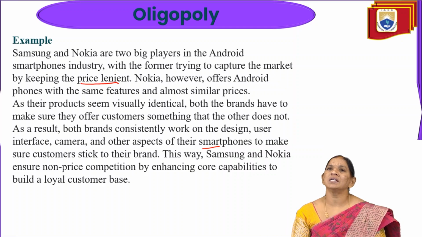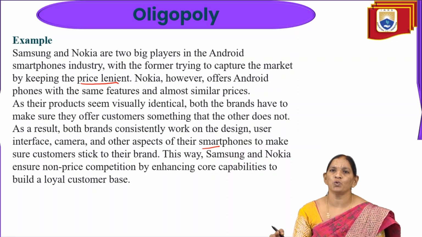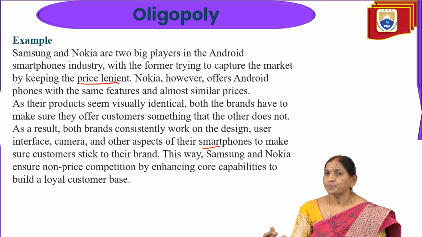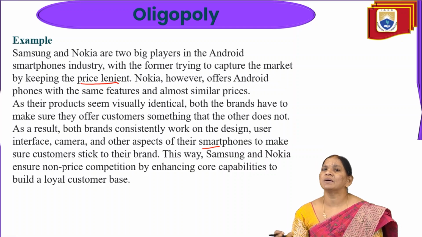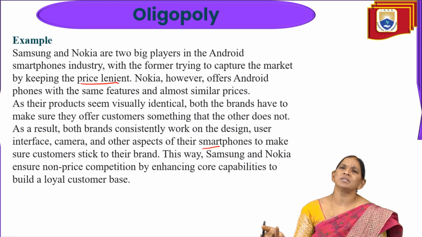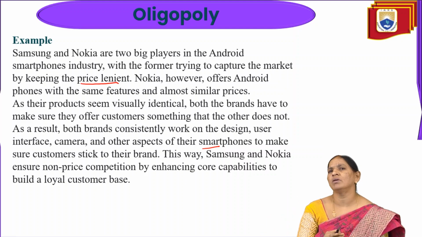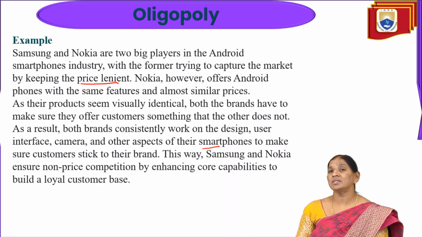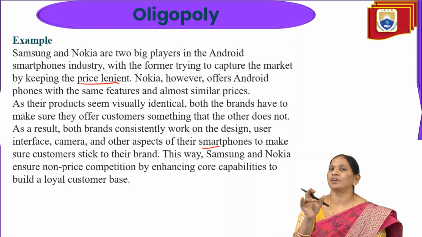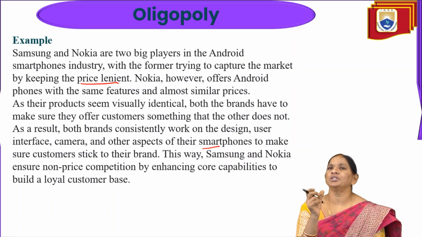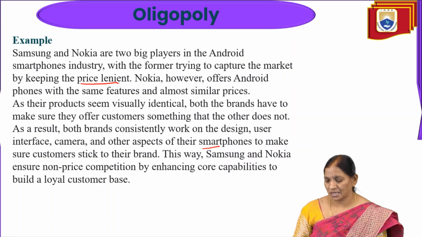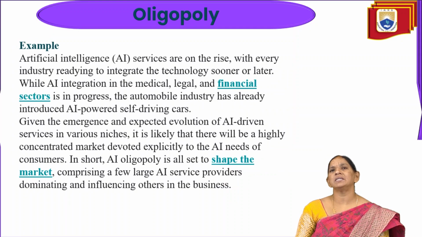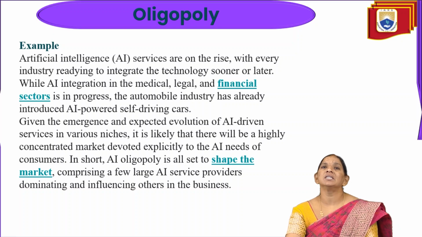And now we can also see the brand loyalty of smartphones. Once a customer is loyal to these smartphones, maybe Samsung or another, they want to purchase the same type of Android from Samsung or Nokia, but they don't want to move to other brands. So here we can identify customer loyalty, and when these two introduced these Android phones, we can identify the oligopoly market. Another example is artificial intelligence services.